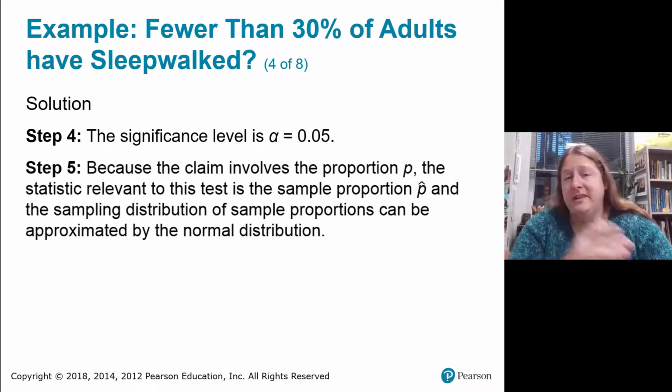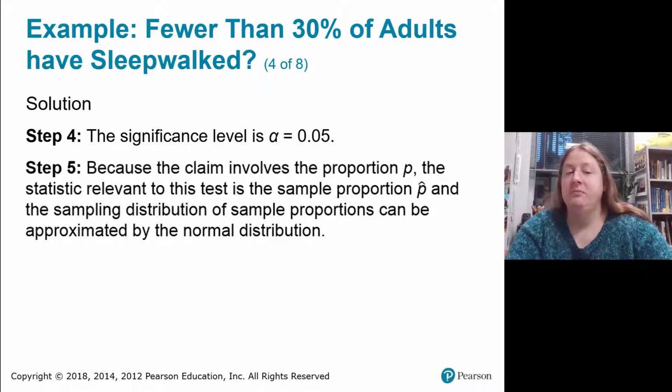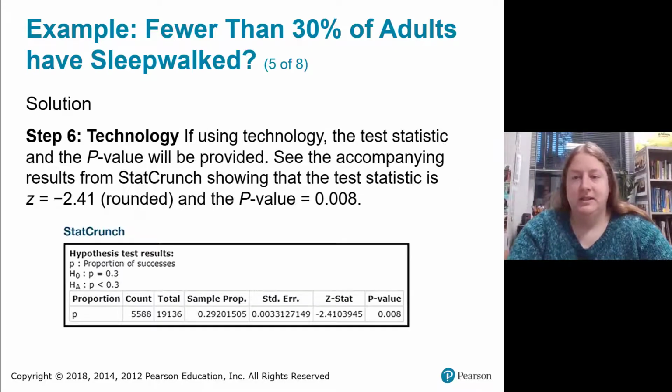So step 4, our significance level was given to us. It's 0.05. And now, step 5, because the claim involves the proportion p and the statistic relevant to this test is the sample proportion, the sampling distribution can be approximated by the normal distribution. Yes. All right. So if we use technology, we plug all of this in, it tells us z is negative 2.41, and it gives us a p-value of 0.008. This is what it would look like coming out of StatCrunch.